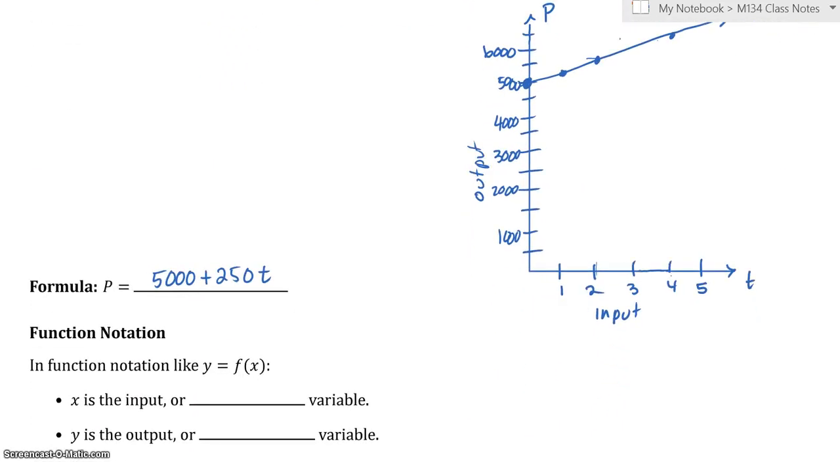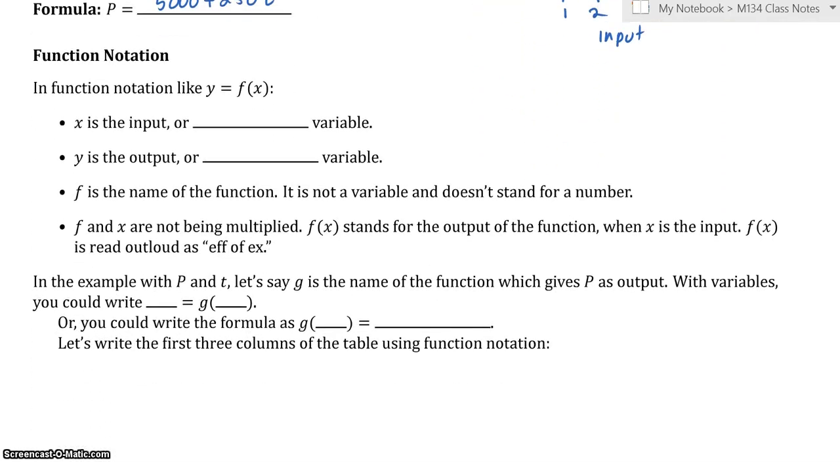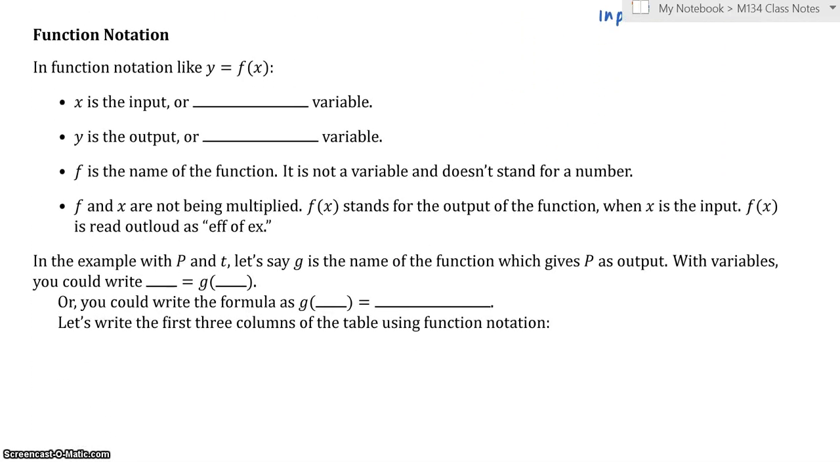So now let's look at function notation. This is a new notation for our function. What is function notation? Y equals f of x. Now, f does not mean multiplication. It's just a notation. X is called the input, or sometimes known as the independent variable. We'll explain why in a second. Y is the output, or the dependent variable.